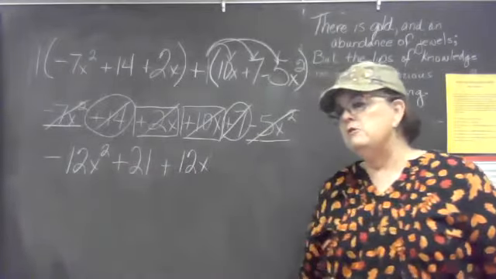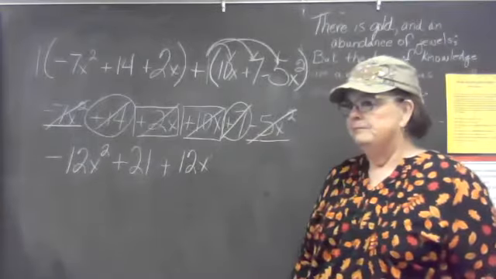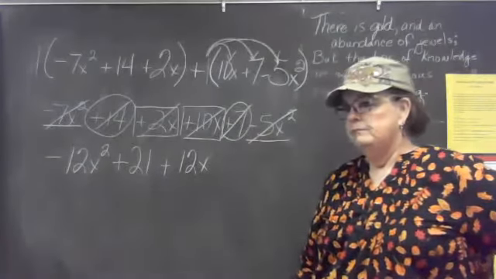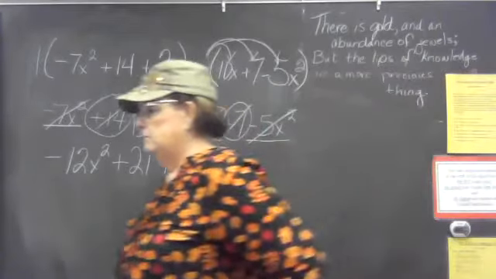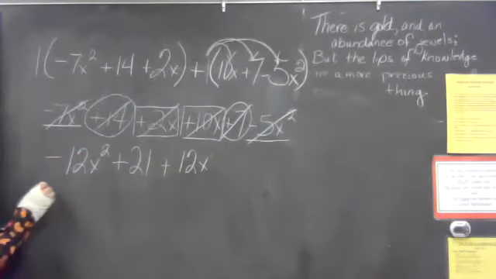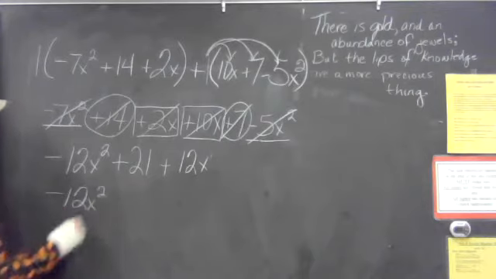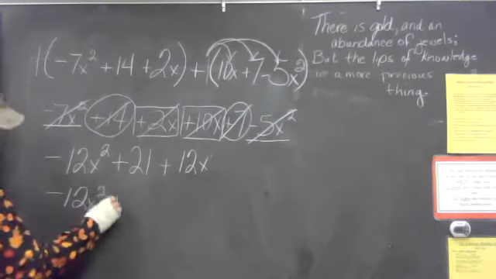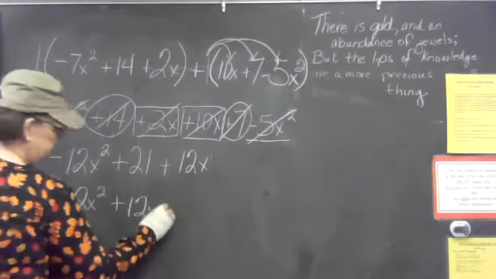Now, this is not in standard form. Can you help me put it in standard form? So it would be the negative 12x squared. You're exactly right. Negative 12x squared plus 12x plus 21.